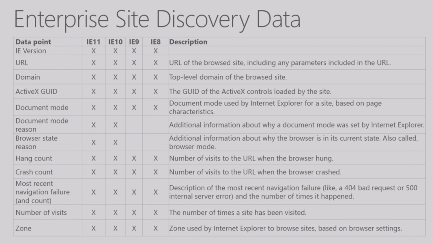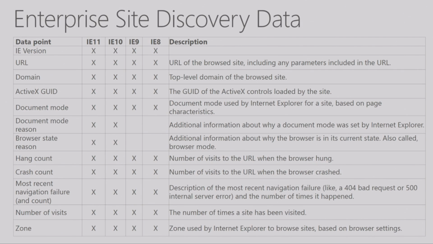As I mentioned, it's supported through IE8 through IE11. And indeed, if you use IE10 or 11, you'll get the full list in the left column. However, IE8 and IE9 don't get a couple, and they're listed there. But you're getting data points such as the URL or domain that's being visited. You get the ActiveX GUID, which controls are being used or loaded in that page, the document mode and the reason why it's in that document mode, or the browser state. And then you get some health data: hang count, crash count, navigation errors. You also get some usage data as well, so number of visits and zone.